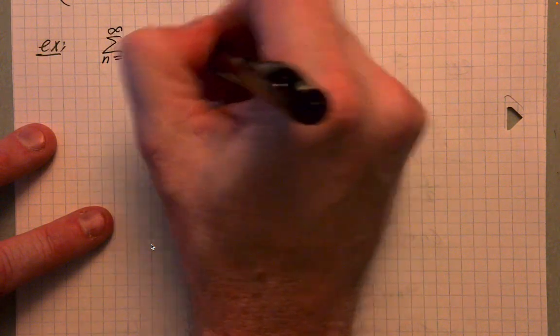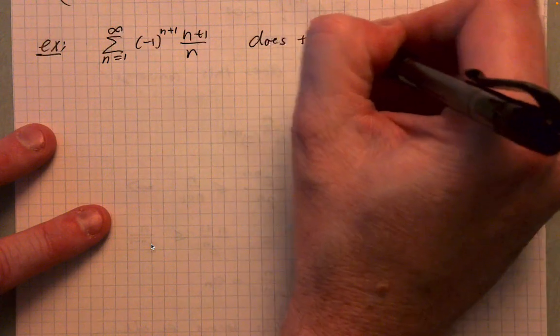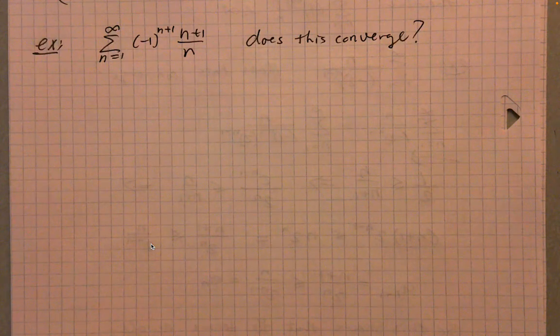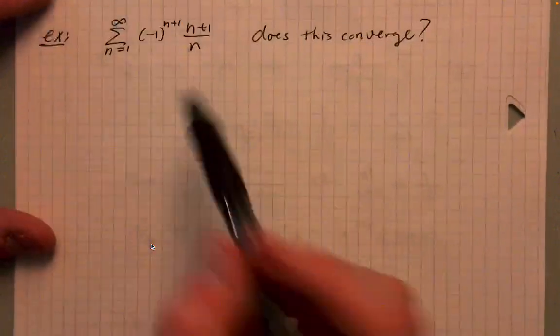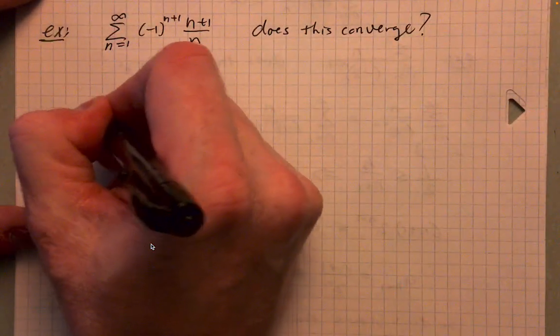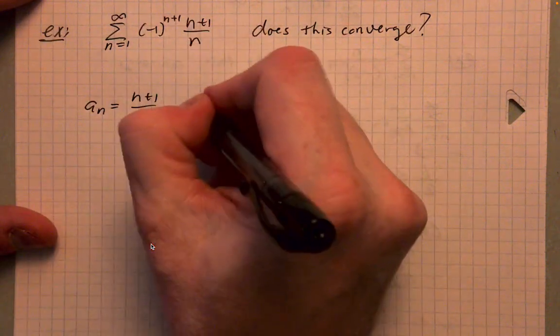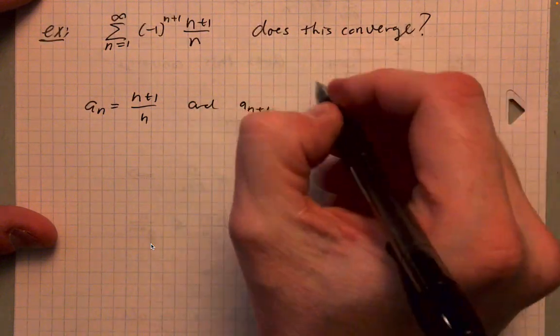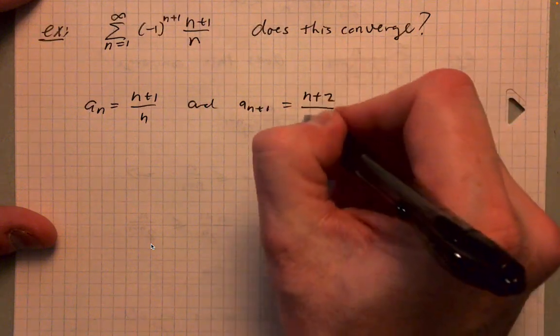-1 to the n plus 1 power, and then it's going to be n plus 1 over n. Does this converge? Okay, so a nice little series here. Now let's think about, first of all, this condition here, and see if it holds. So a of n is equal to n plus 1 over n, and a of n plus 1 then would be n plus 2 over n plus 1.